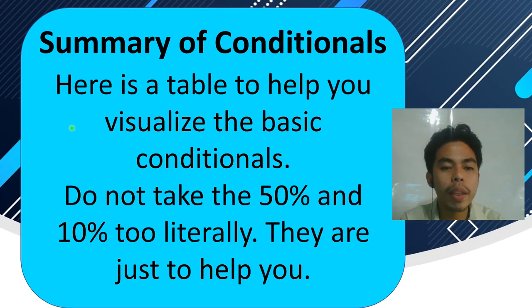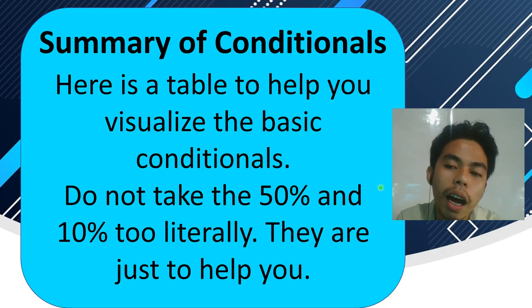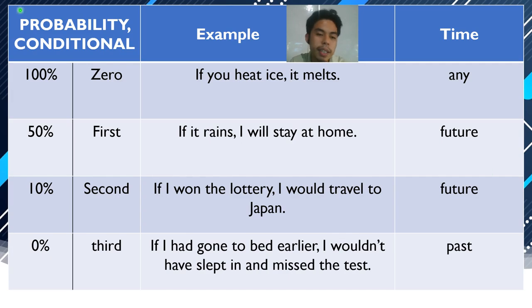So to sum it up, here's a table to help you visualize the basic conditionals. Do not take the 50% and the 10% too literally. They are just here to help you. So as you see, we have here 100%, 50%, 10%, and 0% probability. The types of conditional are also here: zero, first, second, and third. We have here the examples that we also had in the discussion. For the time, zero is anytime, future and future for first and second, and for the third, we have the use of the past tense of the verb.